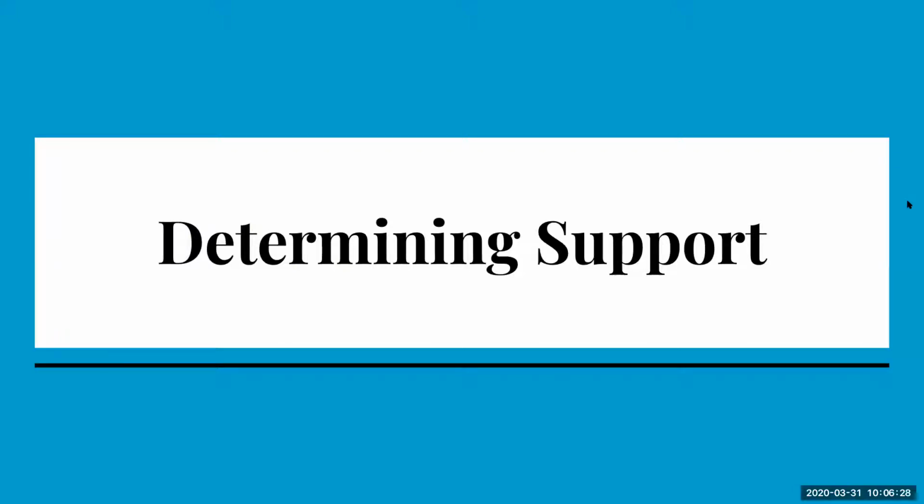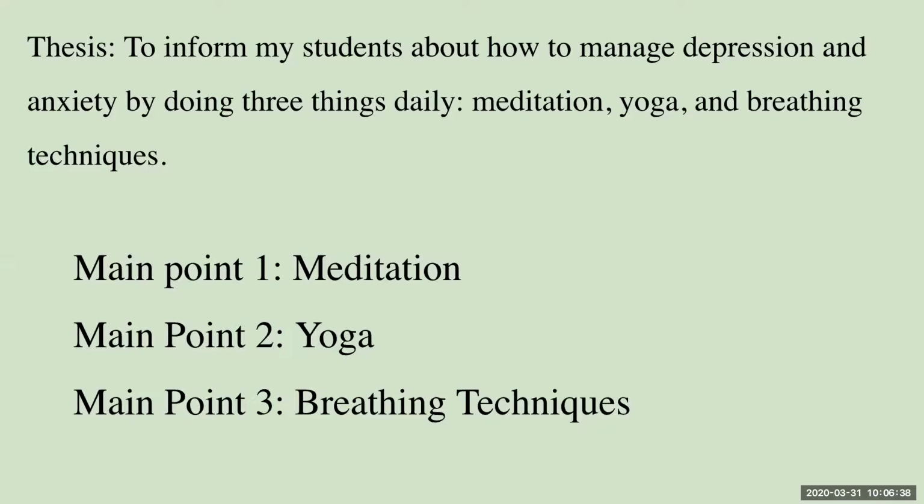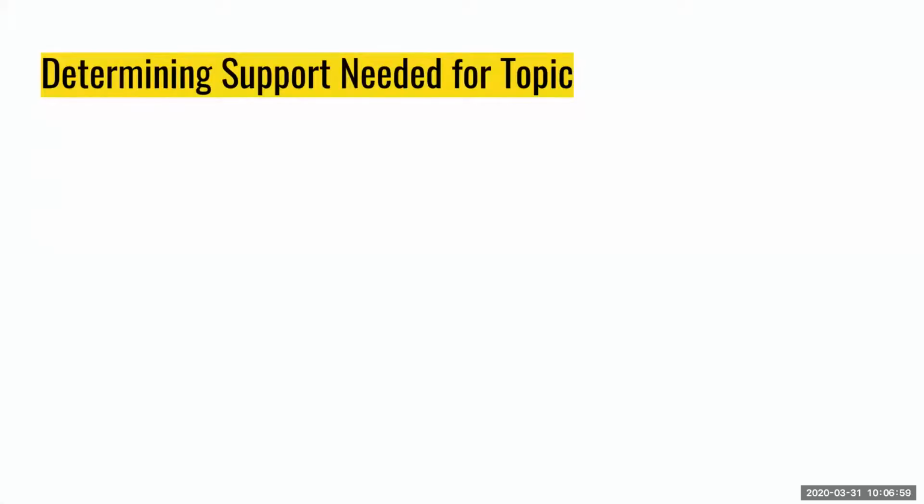All right, so let's first talk about determining support. So you've already chosen your topic. Now, to determine what type of research you need to do, you want to first create those main points of your speech, right? So if I'm using my example, my thesis is to inform my students about how to manage depression and anxiety by doing 3 things daily: meditation, yoga, and breathing techniques. So those are my 3 main points: meditation, yoga, and breathing techniques. So using these 3 main points, let's try to think about what we need, right?